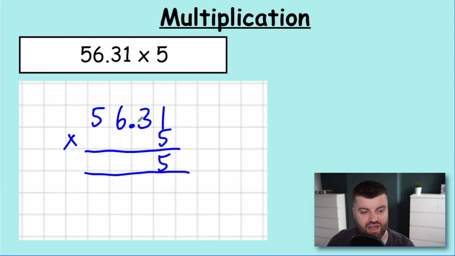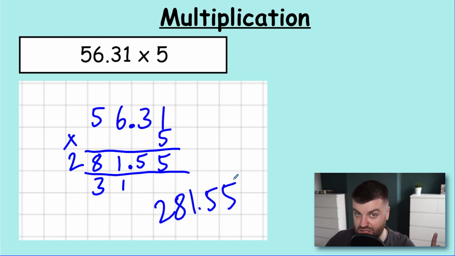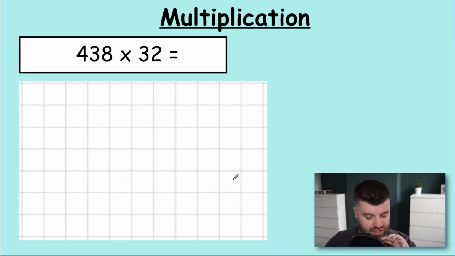5 ones are 5, 5 threes are 15, 5 sixes are 30, plus the 1 is 31, 5 fives are 25, plus the 3 is 28. And the last thing to do, have you seen it? Probably shouting at me right now. The decimal! That's it. As long as you remember to line up your decimal place, the answer is right there. It's 281.55. The technique's the same. You still need to know your times tables. You still need to be able to add on a single digit number to any random 2-digit number. Really important.